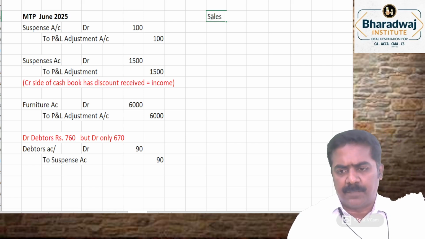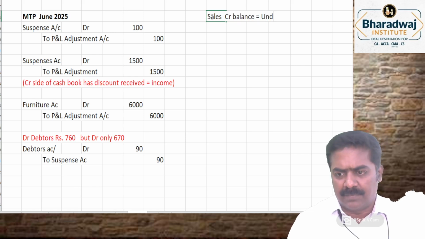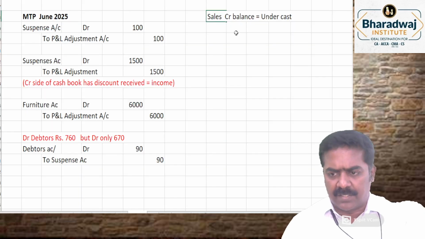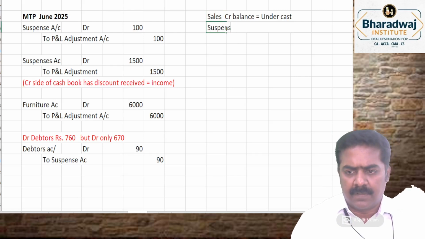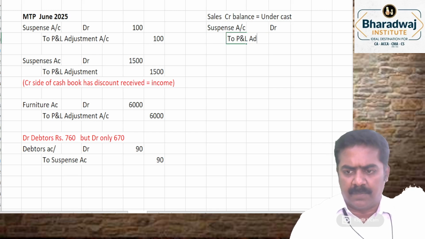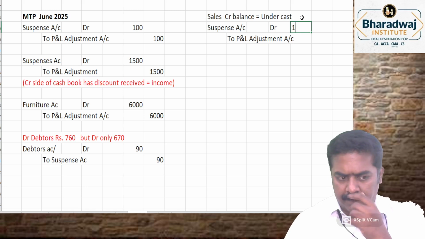Sales, which balance? Credit balance. Next, look. Sales under cost. So we have to credit further. What is the entry we will pass? Suspense account debit to which account? Instead of sales, to P&L adjustment. How much? 10,000.